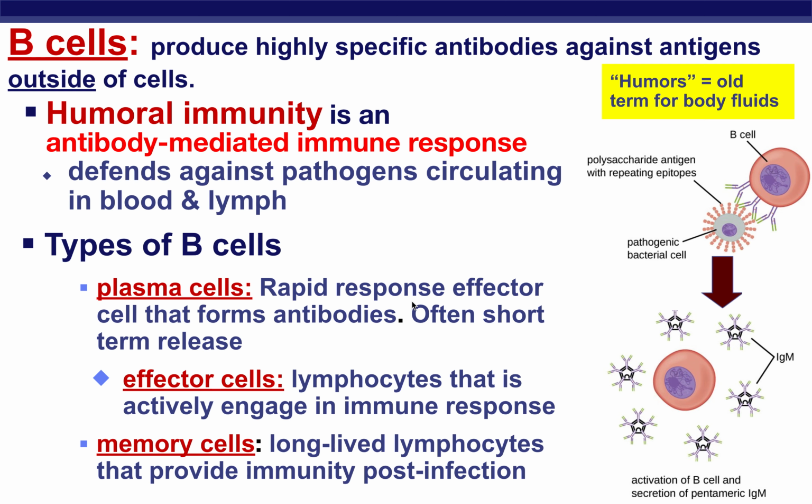When you're immune to a virus, it's because you have lots of memory cells in your body, memory B cells, memory T cells, against that virus.